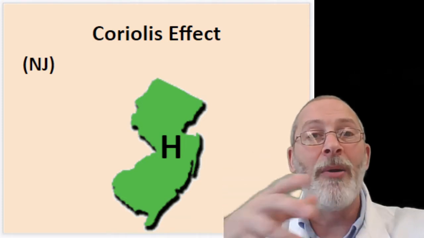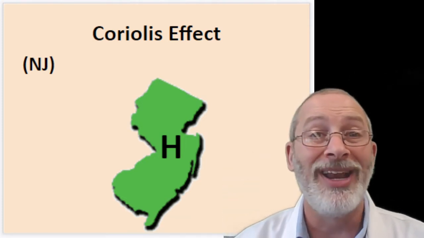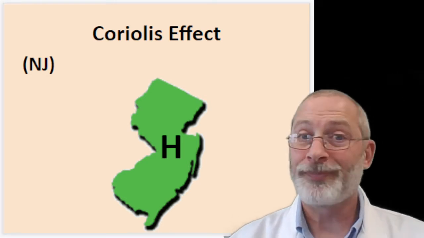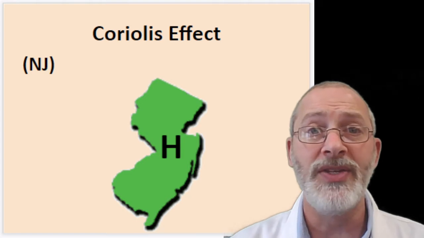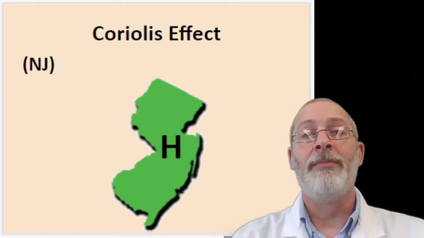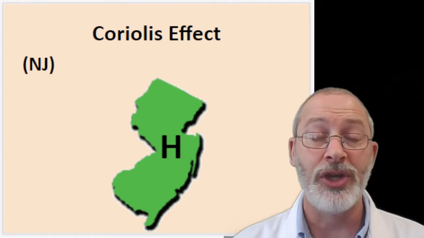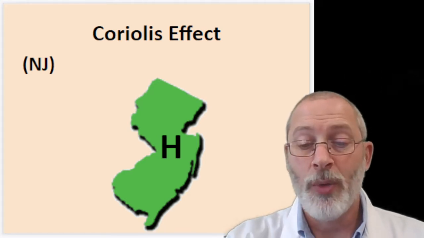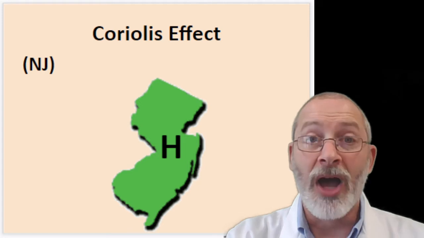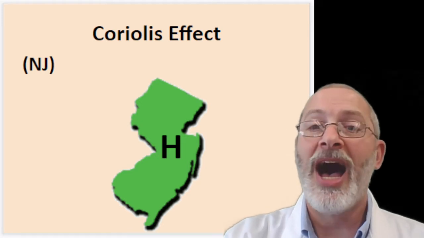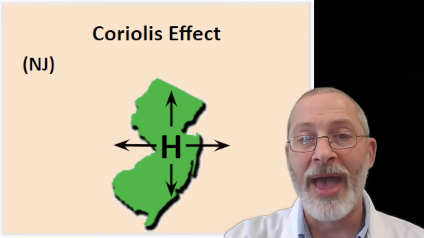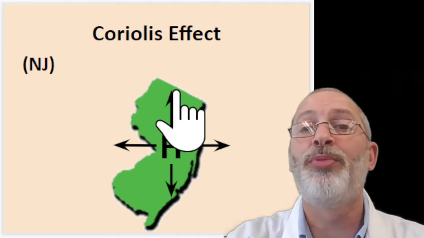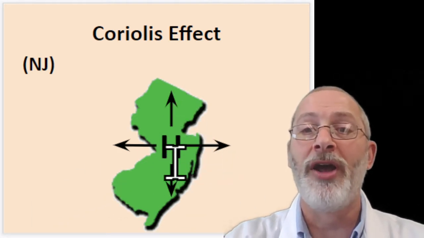Think about pouring a glass of water on a table. If you pour a glass of water on a table, imagine the water is the air coming down. Imagine the table is the surface of the earth. What's going to happen to that water? It's going to spread out. Well, that's what happens on Earth with a high pressure air mass. The air comes down and then it spreads outward from the center.